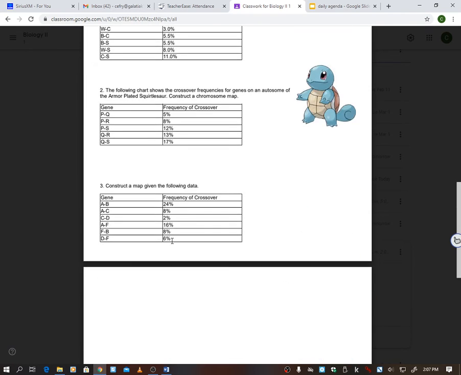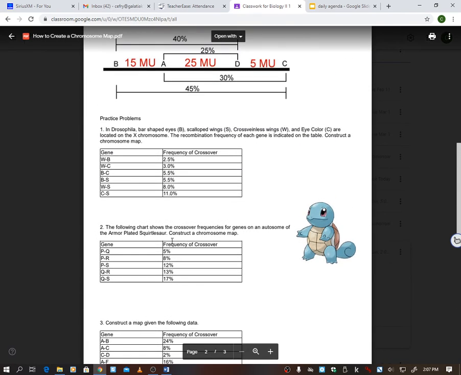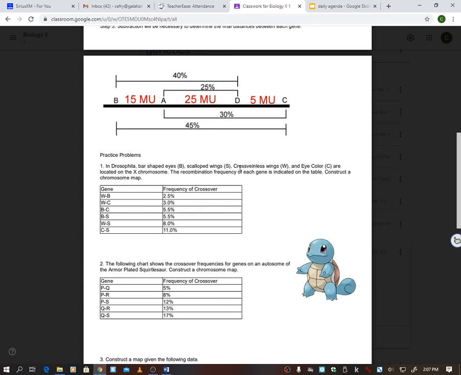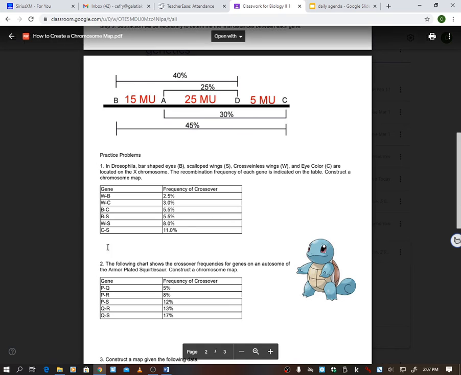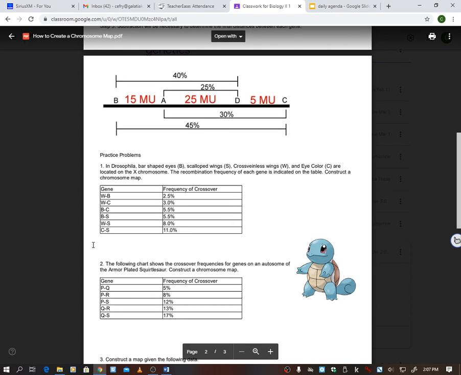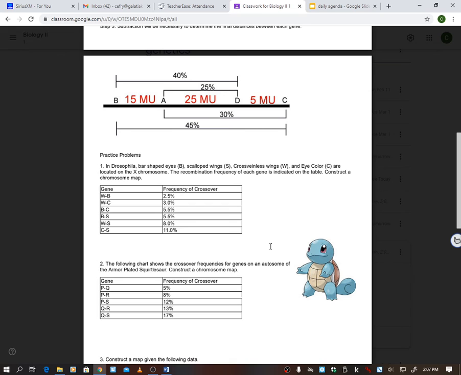All right, so then we have 3 practice problems here, where you're going to draw a bar just like they have here. So number 1, in Drosophila, bar-shaped eyes, scalloped wings, cross-veinless wings, and eye color are located on the X chromosome. The recombination frequency of each gene is indicated on the table. Construct a chromosome map. So you're going to draw a dark line, like up here, and I'm going to look for what is my longest one? And C to S is my longest at 11 map units. So I put C on one end, S on the other, knowing that that is 11.